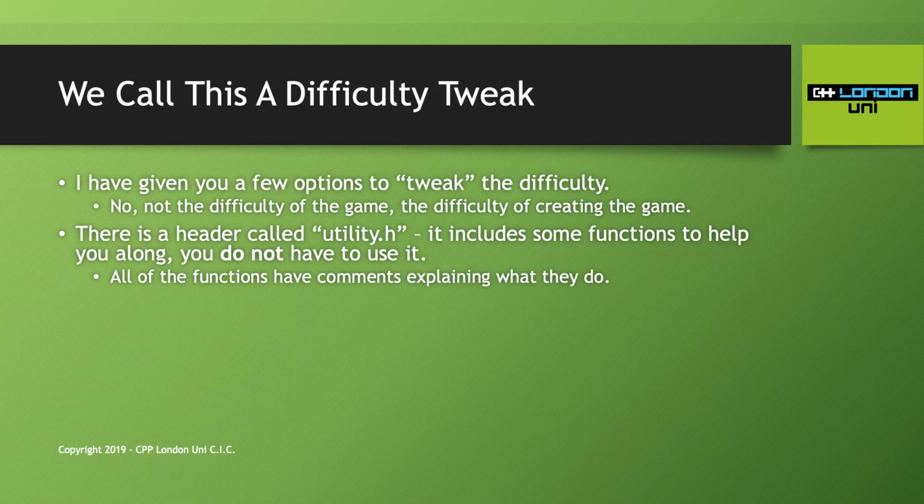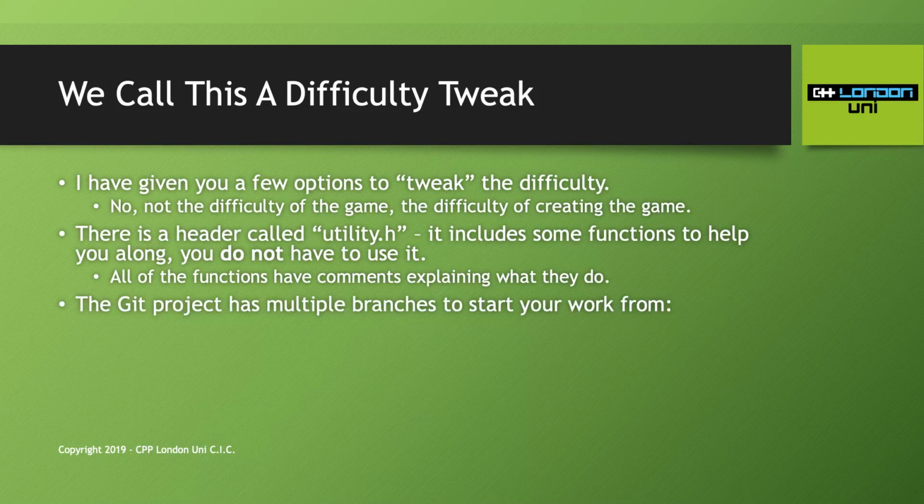All of the functions in that header have comments explaining what they do. They're just there to make your life easier. Don't worry about the source code of them. Just read the comments. It tells you what they do. So the Git project has multiple branches that you can start your work from.